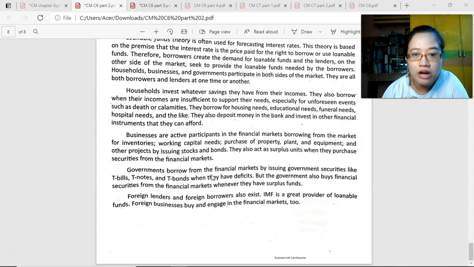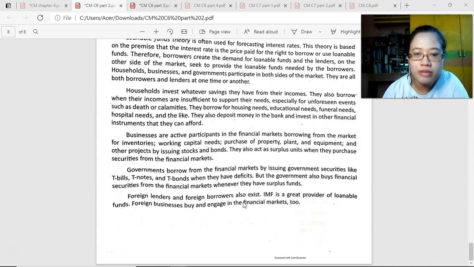Governments naman, they borrow from financial markets by issuing government securities like T-bills, T-notes, and T-bonds. We have government bonds or treasury bills when they have deficits. Okay? But the government also buys financial securities from the financial markets whenever they have surplus funds. Alright? Ganun naman normally yung situation. Pag may excess kang pera, edi pautang mo. Kapag ikaw naman yung nangangailangan ng pera, edi mangutang ka.